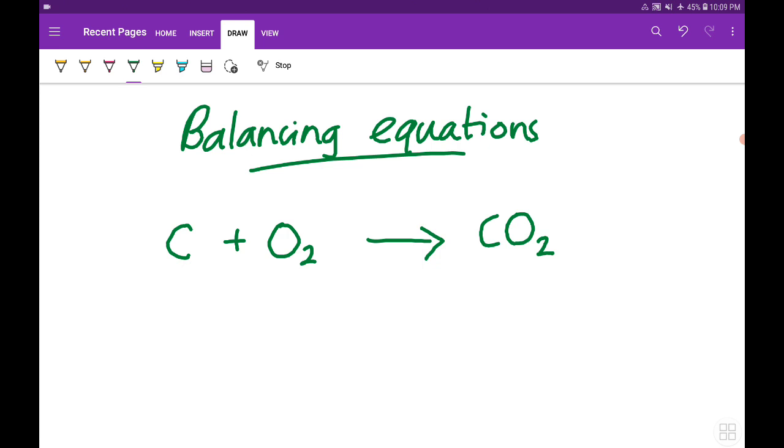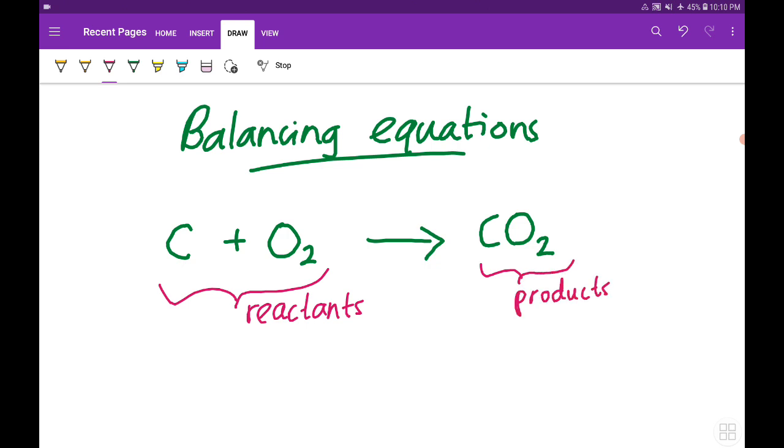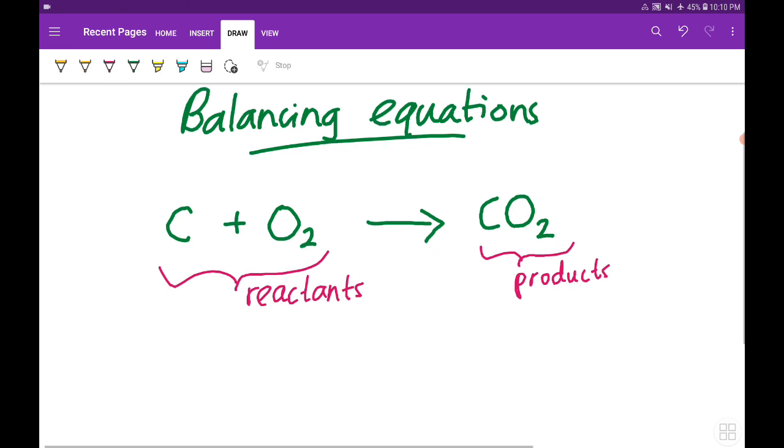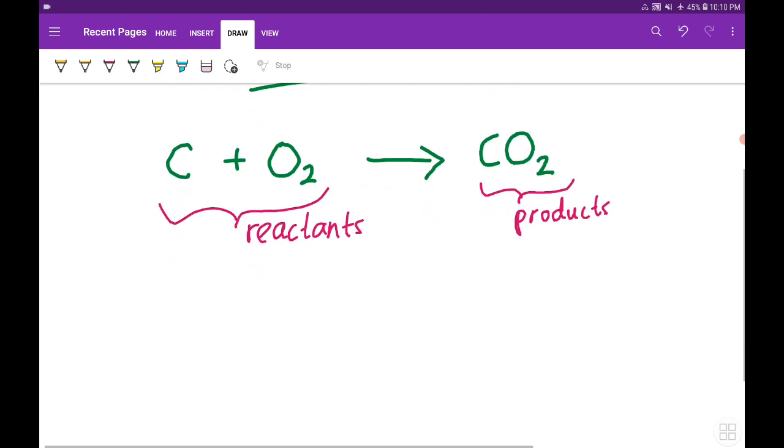So this side, the left hand side, we are calling reactants. The right hand side we are calling products. Now let's look at what this balancing means.